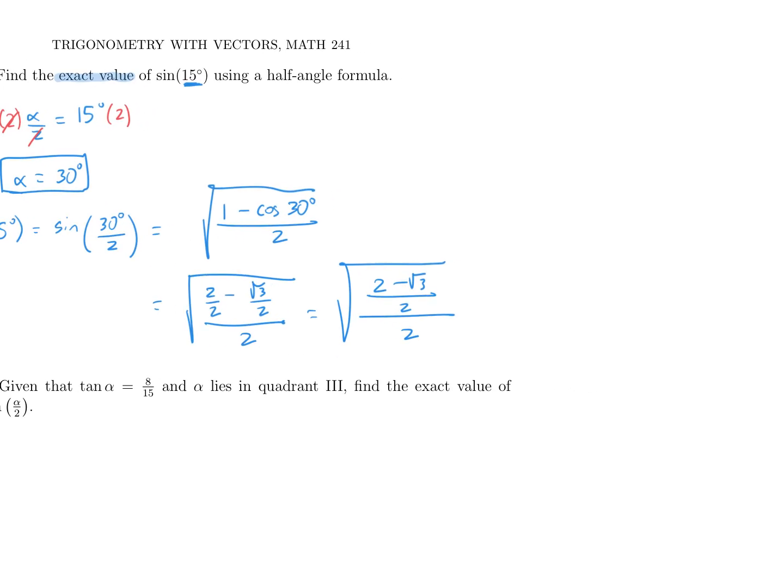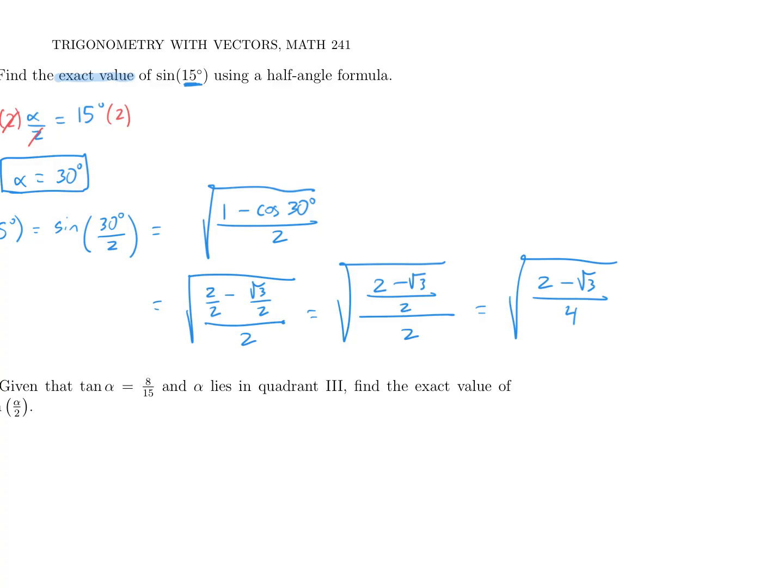And in this type of situation, when you have a fraction divided by a whole number, you simply have to multiply these two denominators. So 2 times 2 is 4. So now we have square root of 2 minus rad 3 over 4.